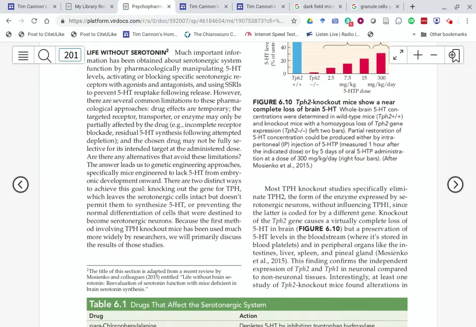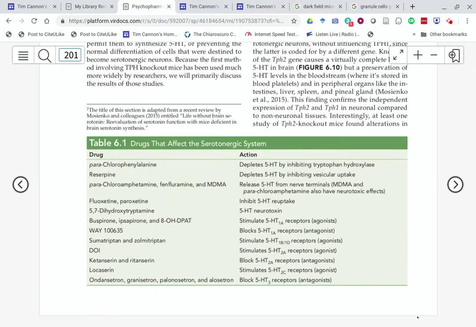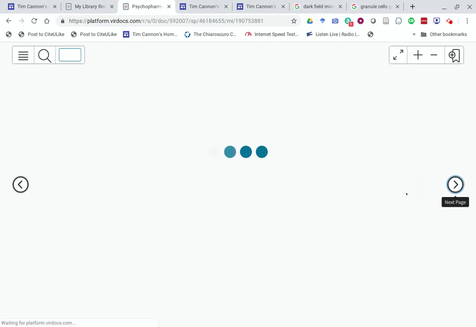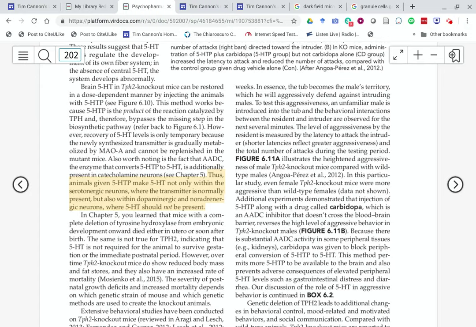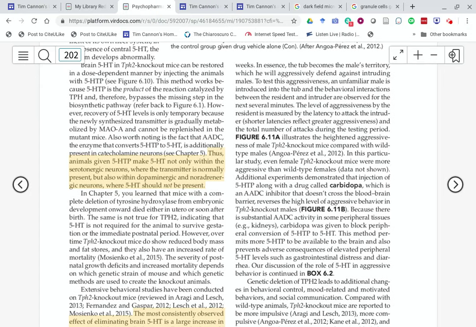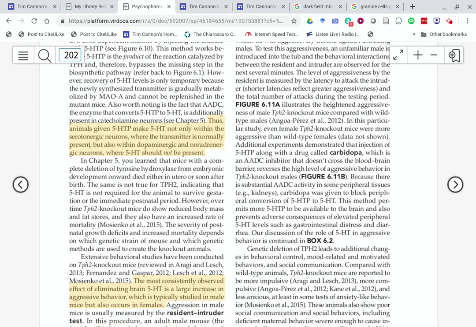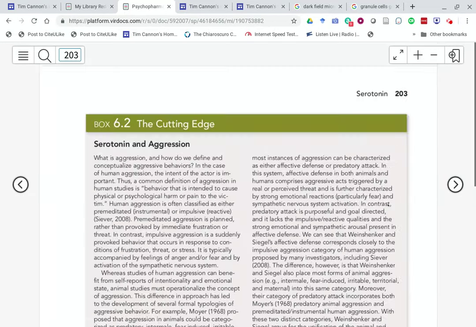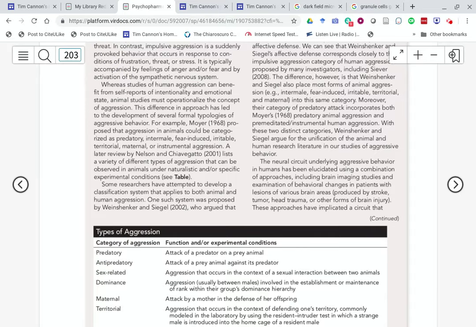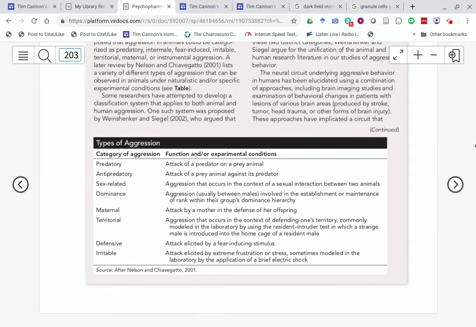More on knockout mice, like without serotonin, lots of drugs, what they do, largely reviewing what we've already seen. Impulsive behaviors. OCD is sometimes treated with serotonin-related SSRIs. Different kinds of tests, aggression, lots on aggression, types of aggression.